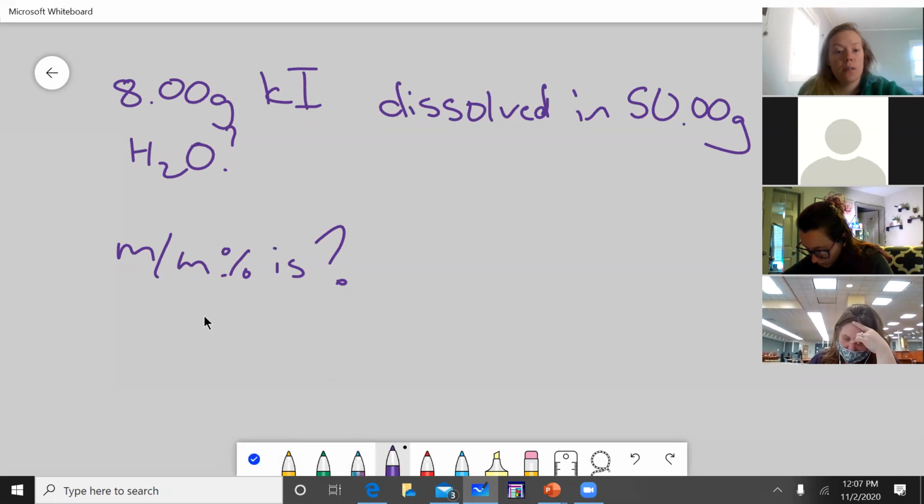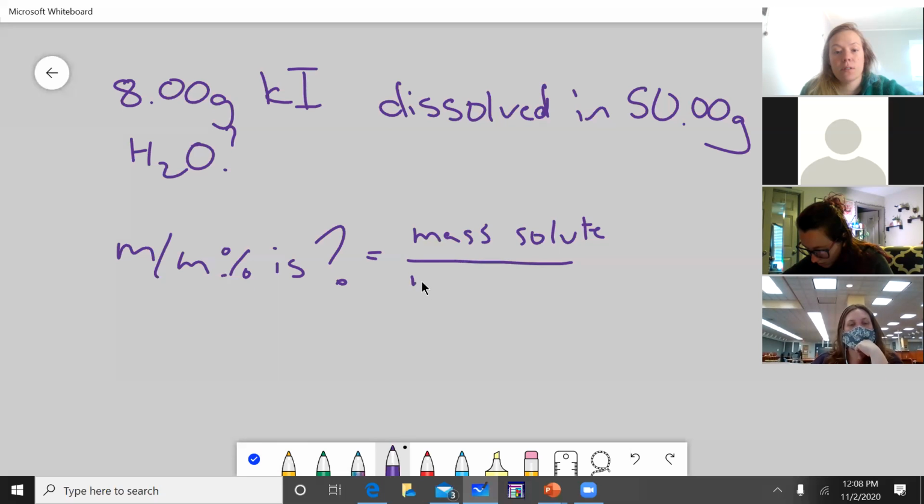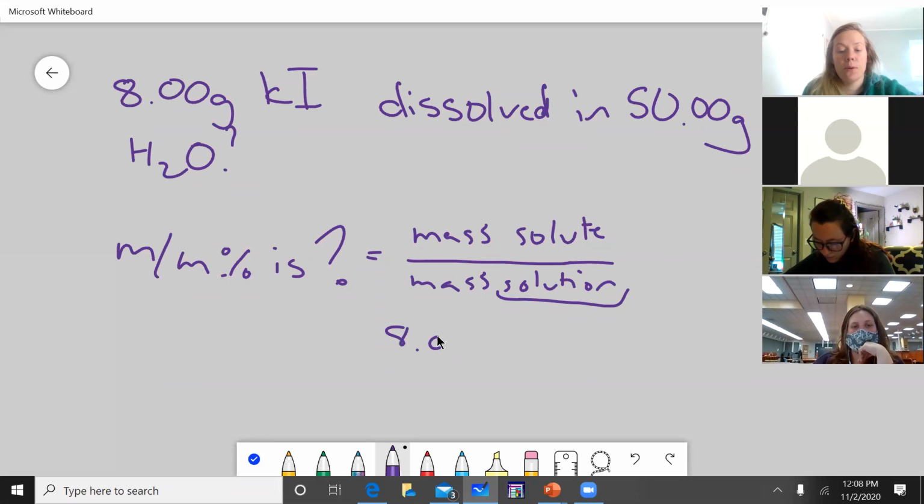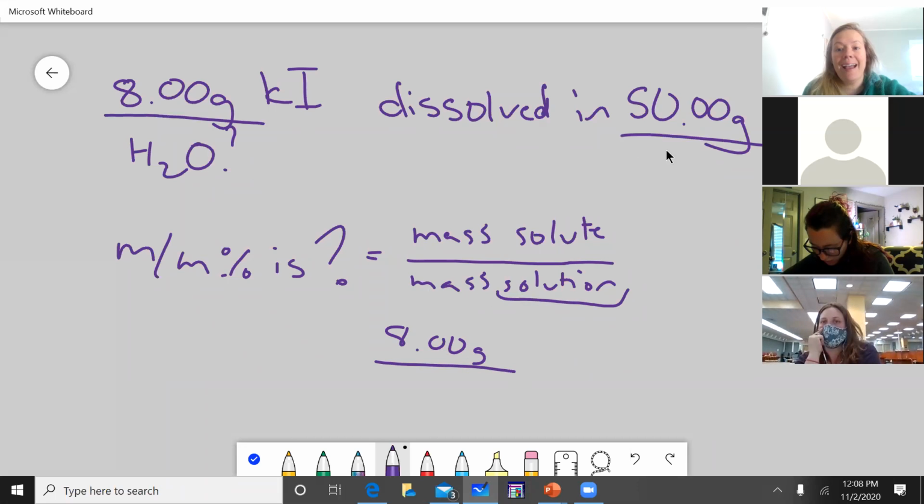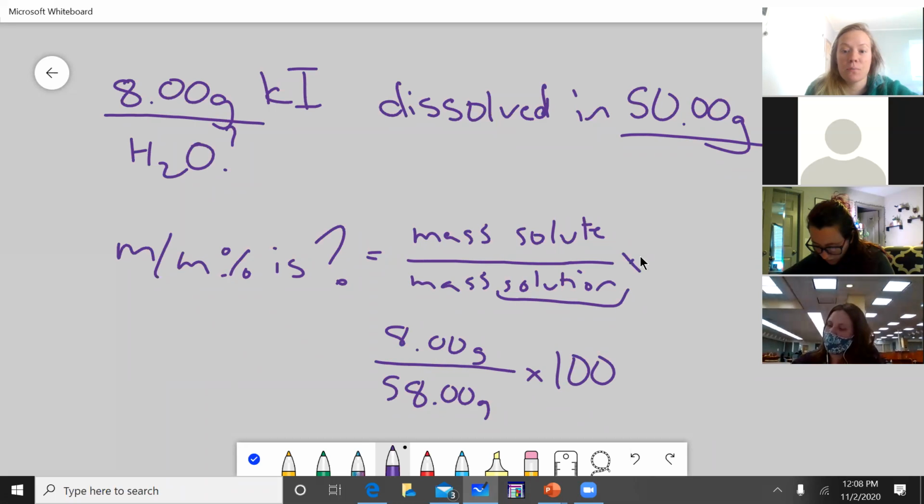Okay, so for this one, to find the mass percent, that's going to be equal to the mass of the solute over mass of solution. Now the key thing here being the mass of the whole solution. So my mass of solute is going to be the 8.00 grams. The mass of the solution is going to be that and the 50 grams added together. So it's actually going to be 58.00 grams times 100, sorry, multiply this by 100 to get it into mass percent.